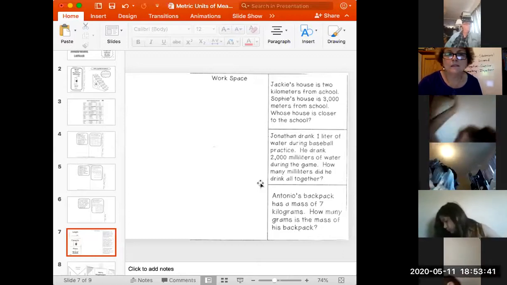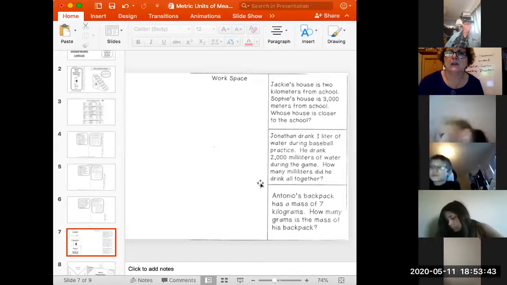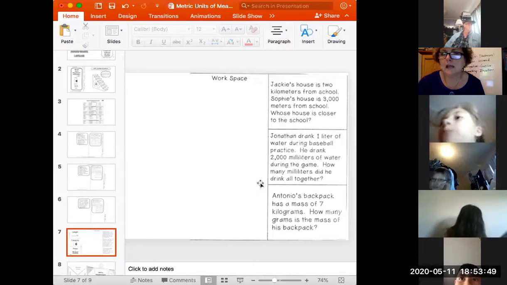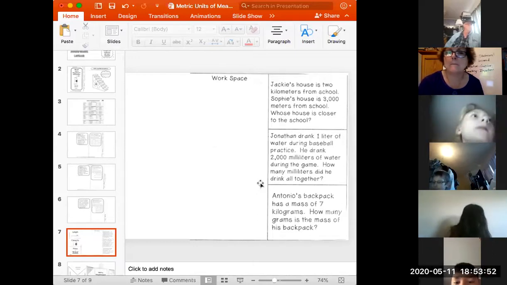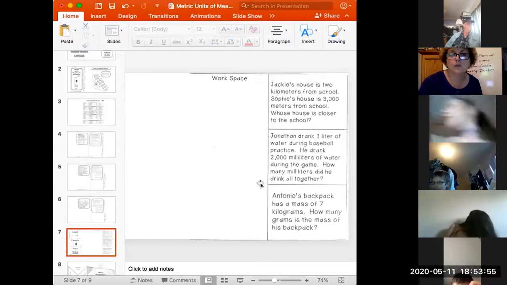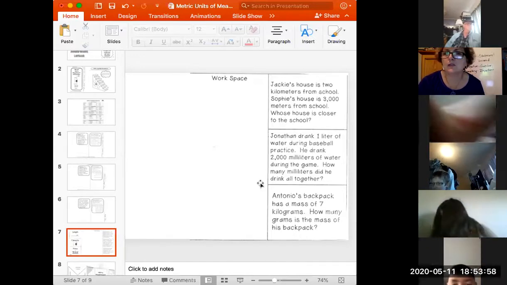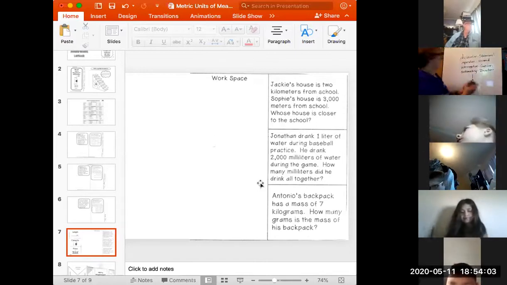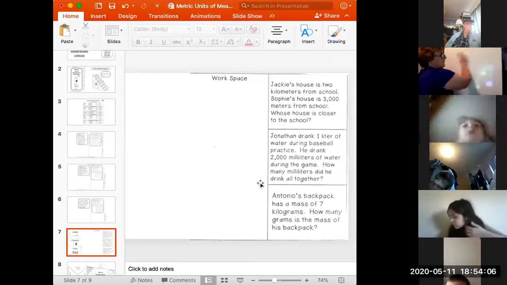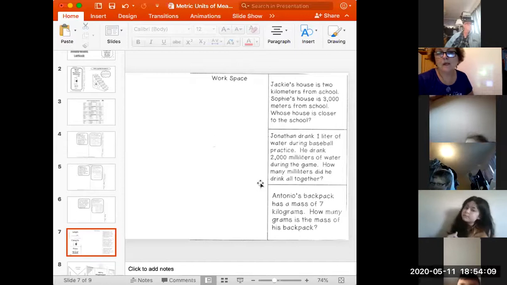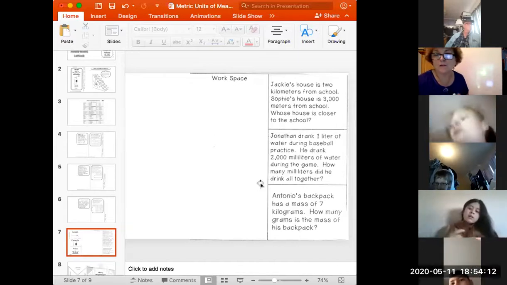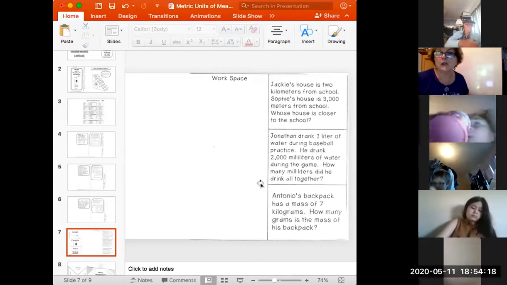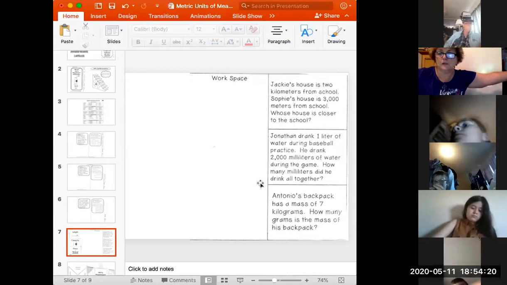All right, I'm going to read this first one to you. It says, Jackie's house is 2 kilometers from school. Sophie's house is 3,000 meters from school. Whose house is closer to the school? All right, so let's think about that. Kilometers is going to be our biggest measurement, right? Kilo means large. Kilometer means it's large. It's going to be a long distance for a kilometer.